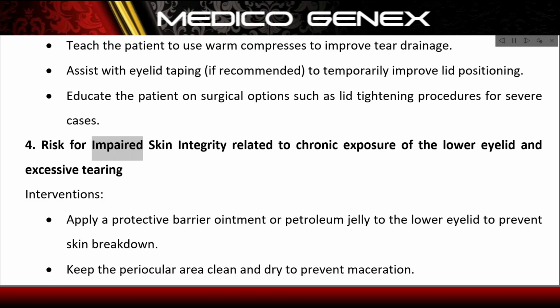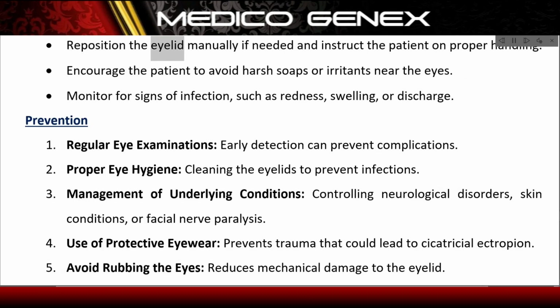4. Risk for impaired skin integrity related to chronic exposure of the lower eyelid and excessive tearing. Interventions. Apply a protective barrier ointment or petroleum jelly to the lower eyelid to prevent skin breakdown. Keep the periocular area clean and dry to prevent maceration. Reposition the eyelid manually if needed and instruct the patient on proper handling. Encourage the patient to avoid harsh soaps or irritants near the eyes. Monitor for signs of infection, such as redness, swelling, or discharge.